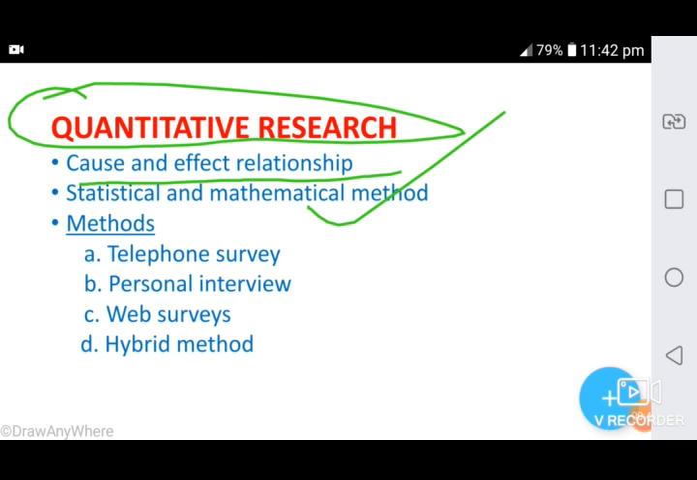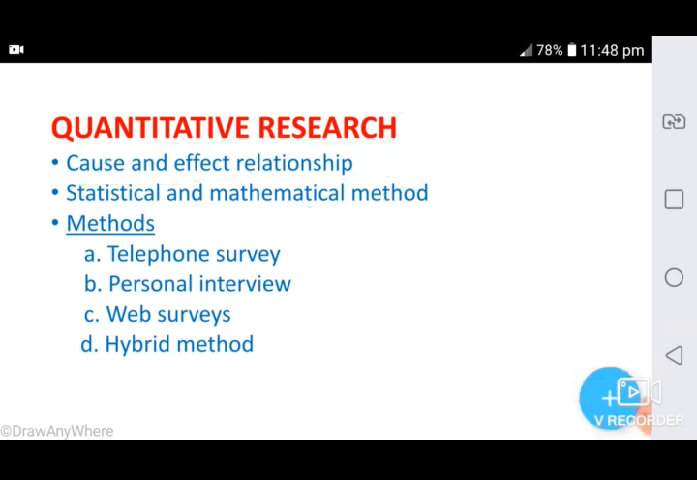Then quantitative methods include telephone survey, personal interview, web survey, and hybrid method. First one, telephone survey. In a telephone survey method, a survey is carried out over a telecommunication device, that is telephone or mobile, where responses are in the form of close-ended answers, say yes or no. Okay, this is telephone survey.